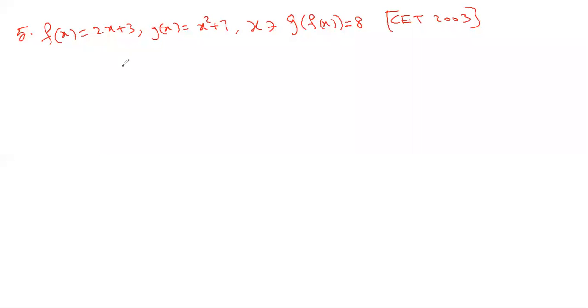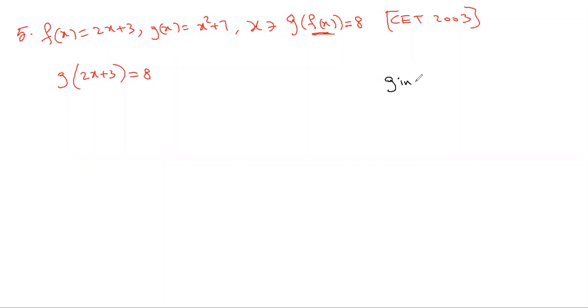So they are given F and G, and given the relation between F and G also, they're asking us to find the X values. So G of F of X is 2x plus 3 equal to 8. You will not have any problem in writing this because you're just replacing F of X. Now we'll have a problem. G of X is x square plus 7. So g of t is t square plus 7.